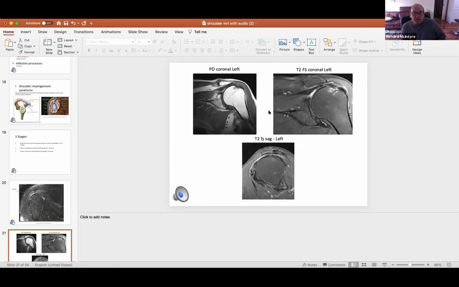So we've got a coronal view or a coronal oblique view of the shoulder. We've got a T2 fat sat coronal oblique view. Okay, proton density, T2 fat sat, and we've got a T2 fat sat of the left shoulder as well. So we can see that damage, okay, as it passes through that tight space there.